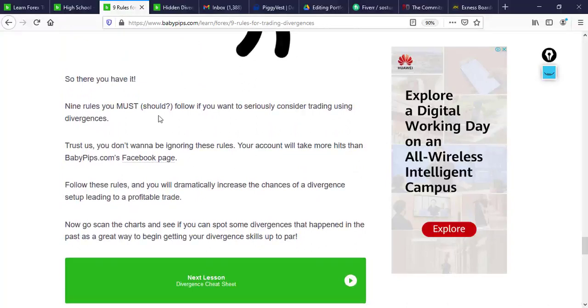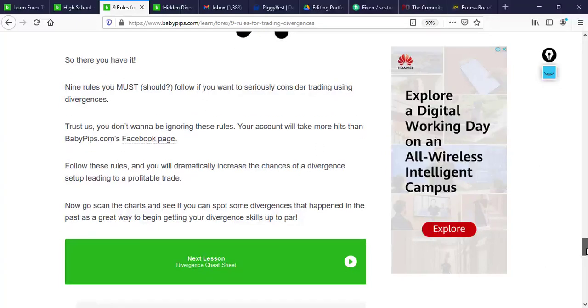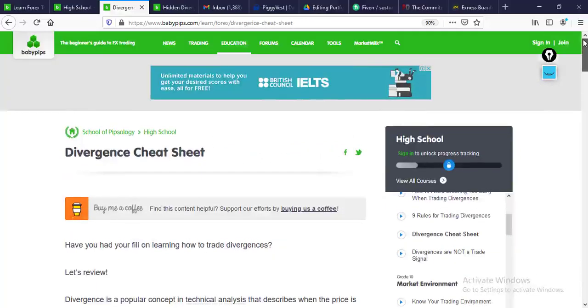If you follow these 9 rules, which is a must, you'll be very skilled at trading divergences. However, if you fail to follow these principles, your account is going to take a hit, and then you're going to have lots of divergence between your account balance, your equity, and your take profit. So here we are on the divergence sheet.